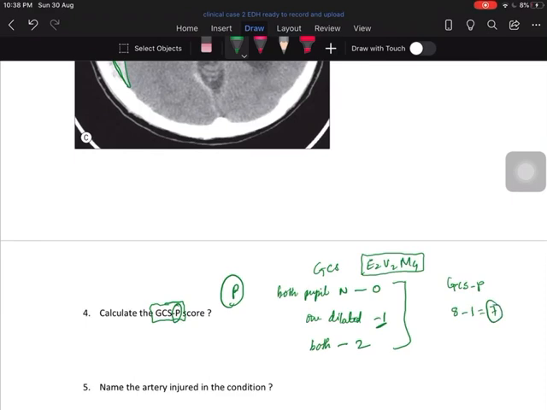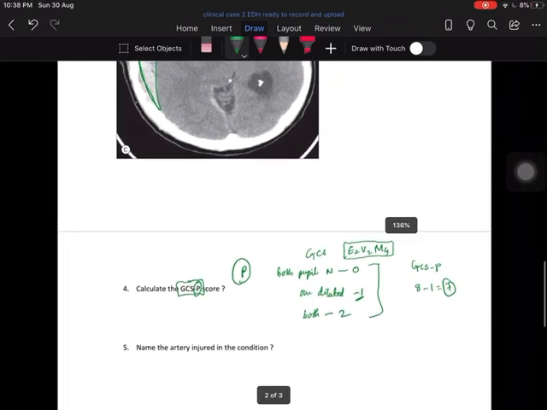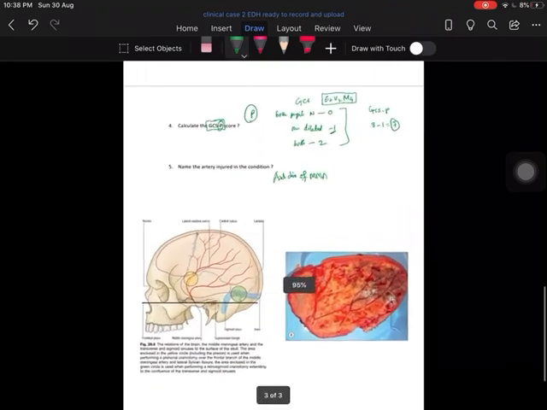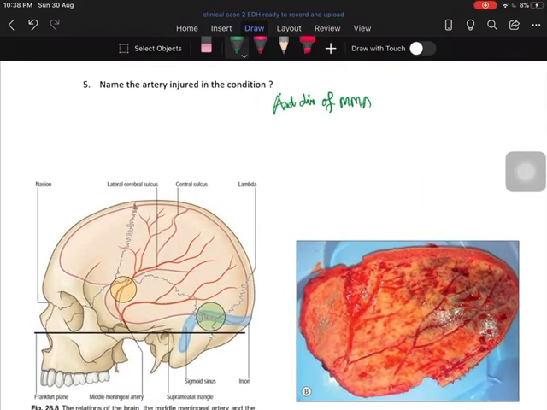Next, name the artery injured in this condition. It is most probably the anterior division of the middle meningeal artery. For more information, you can see that this is the right temporoparietal region which I was mentioning. That is the pterion area, which is marked by yellow, and approximately below it is the middle meningeal artery, more precisely the anterior division of the middle meningeal artery, and this is the image from Gray's Anatomy.